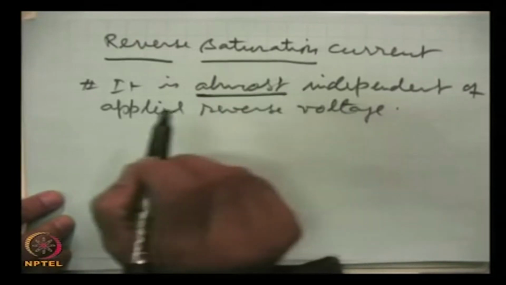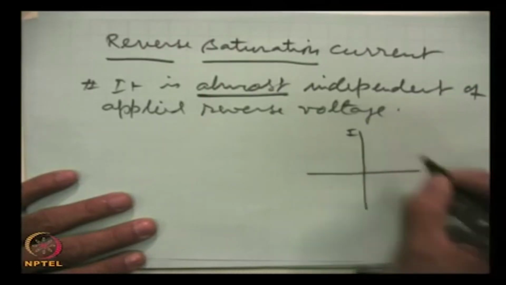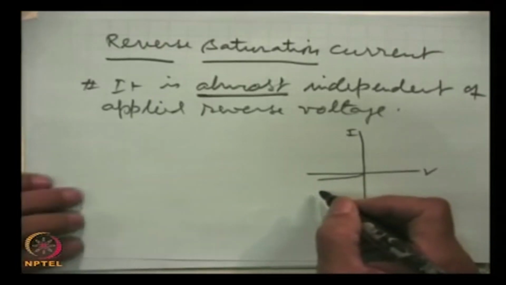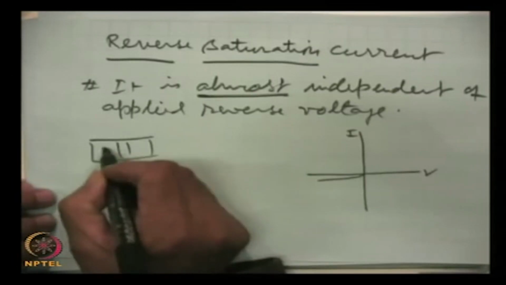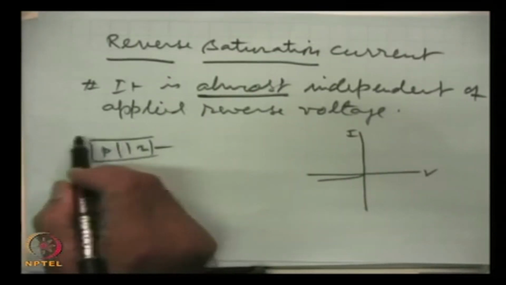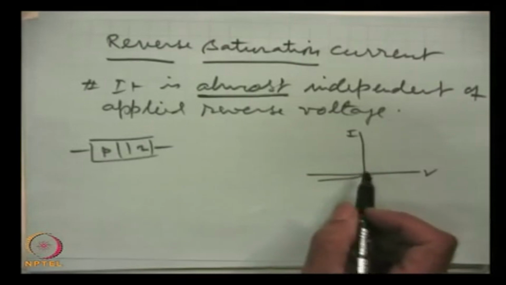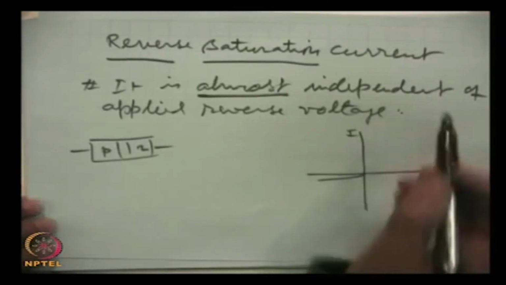Why have I written almost? When you draw the actual IV characteristics in the reverse bias, there is a very small dependence on this voltage. This small dependence comes from the fact that there are defects on the surface of the device, and this gives rise to some movement of charges, which gives rise to this small dependence on the reverse voltage. So, it should now be clear what forms the reverse current, why it is called reverse, and why it is saturation current.